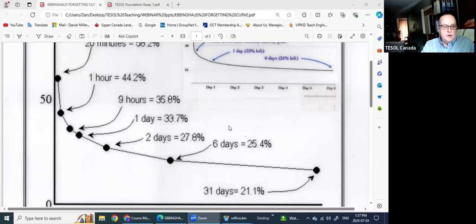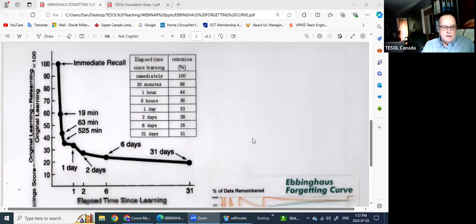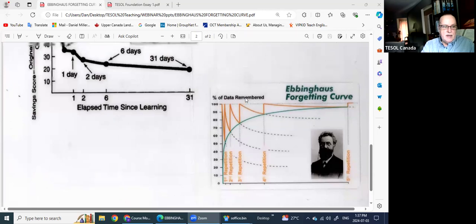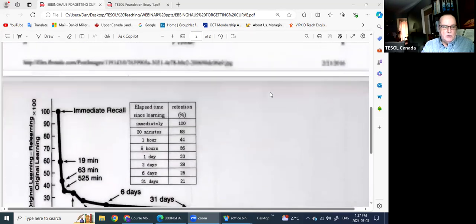So I just wanted to go over that little slide. You can look him up on the internet. Ebbinghaus, that's his name. He was a German scientist in the 1800s and did these studies about memory and retention. So you can look him up on the internet and read a bit more about him if you want. So that was one thing I wanted to go over.